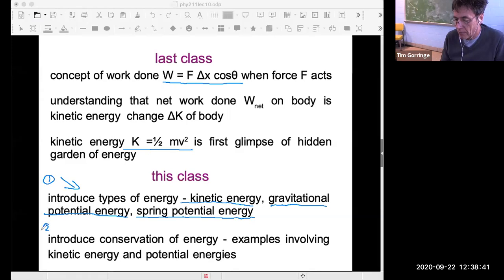And then a second topic is to talk about energy conservation, the idea or the concept of energy conservation. And we're going to apply energy conservation to examples that involve kinetic energy and gravitational potential energy and spring potential energy, etc. And so that's really our second topic for today. Okay, so let me move on with that.